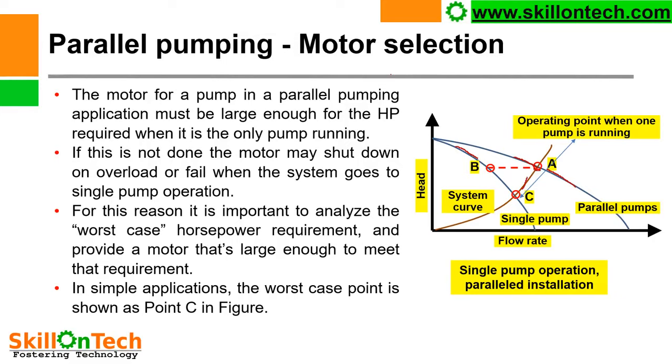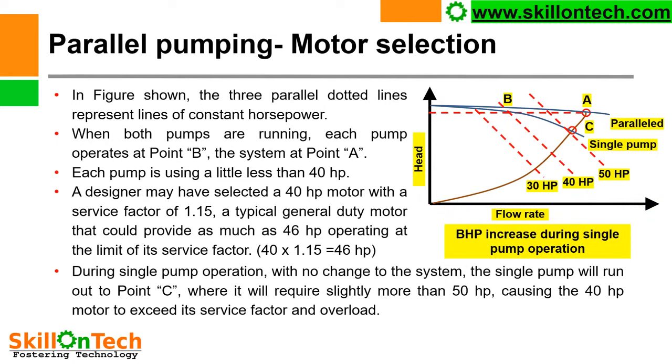So the pump is operated at point A when this is under parallel operation, and this is point C when a single pump is under operation, because the system head curve will intersect here for the H Q curve of a single pump. So point C is the place where a single pump will operate. Here you can see in this figure, the BHP increases during single pump operation.